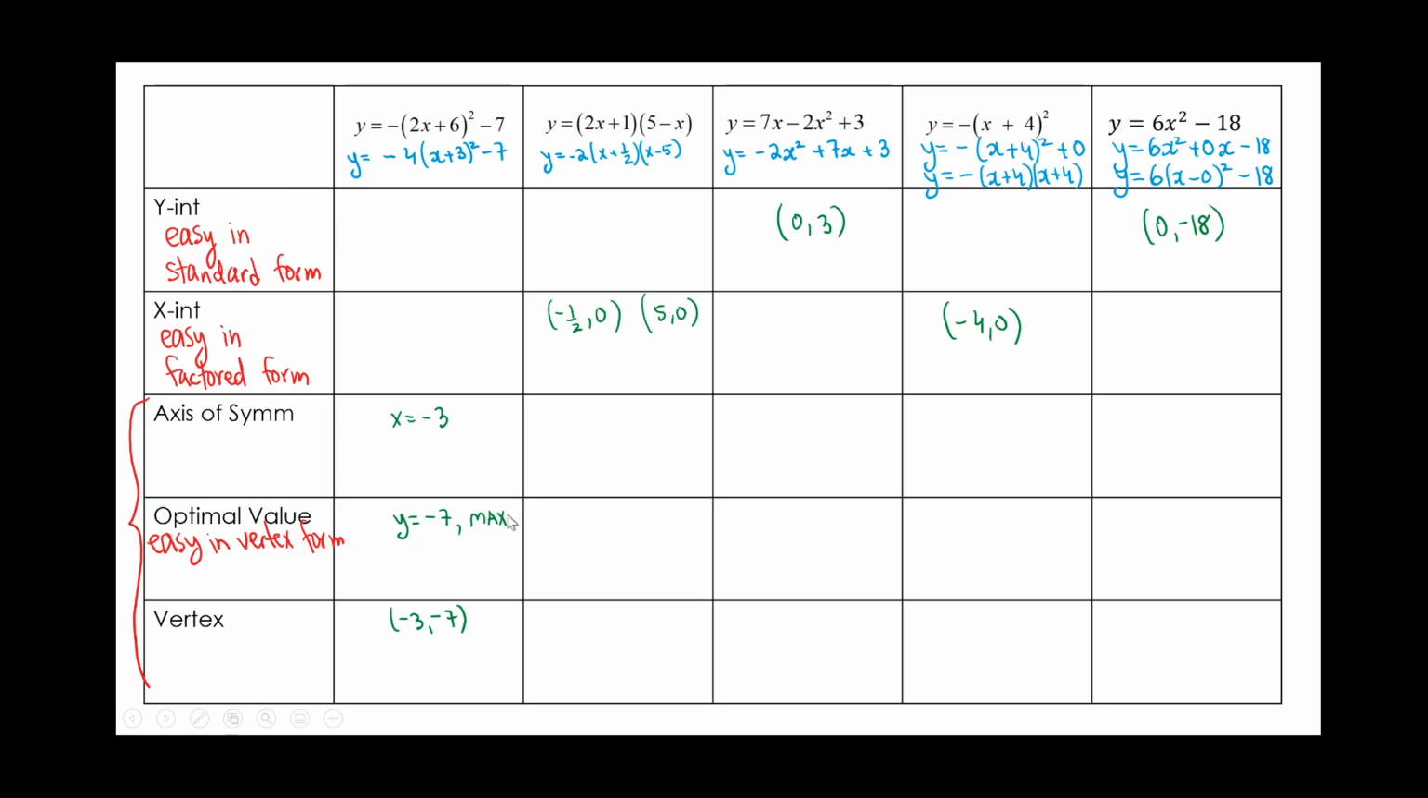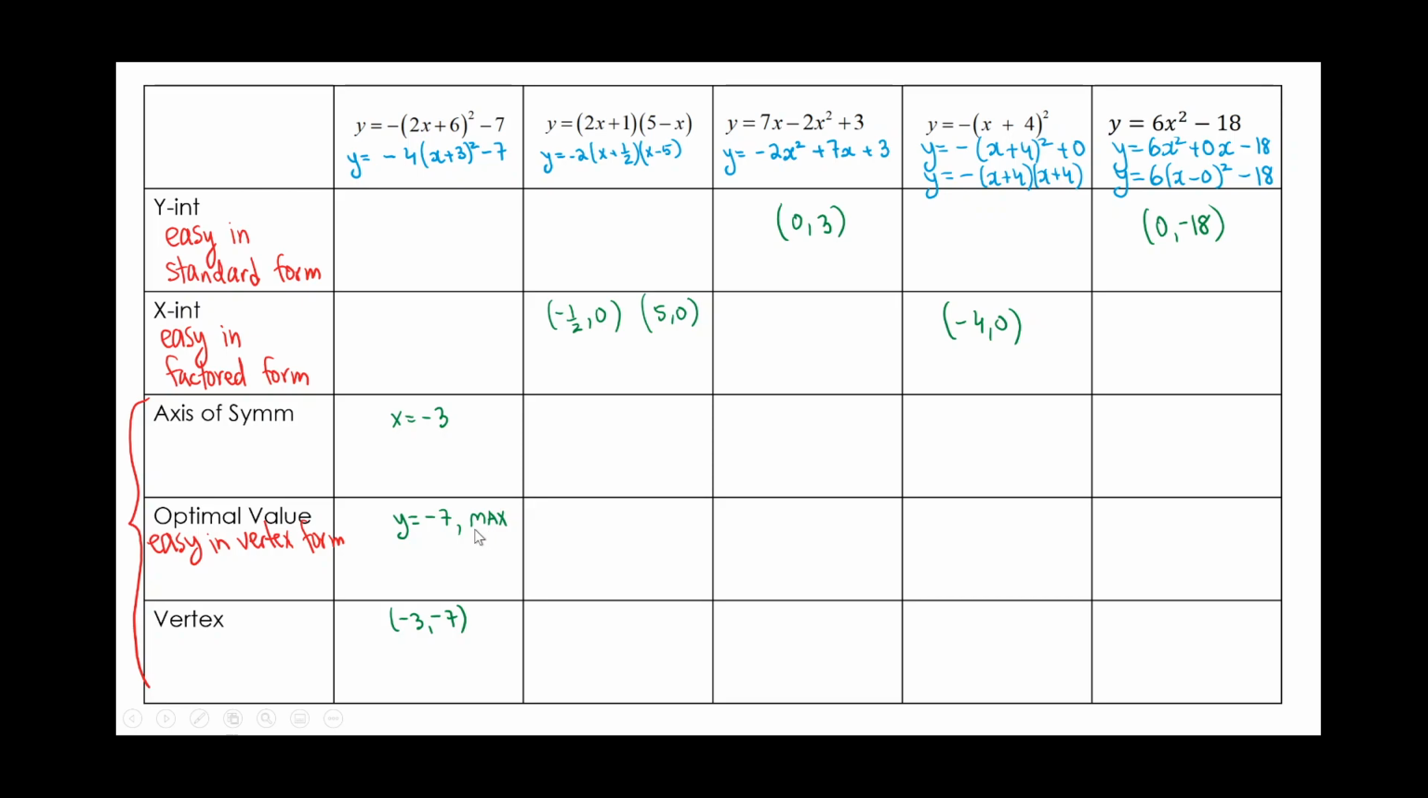Let's talk about why I wrote down max. How does this parabola open? Because of this negative 4, it opens down. So that means it's a hill. There's a point that's as high as possible. So this negative 7 is a point that's as high as possible. So it's going to be maximum.